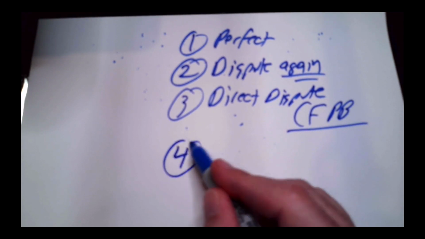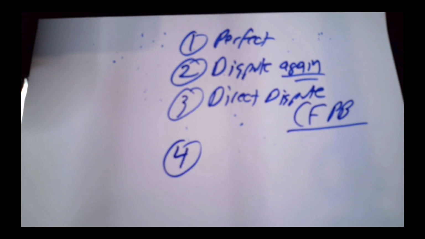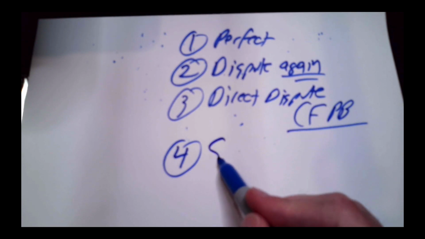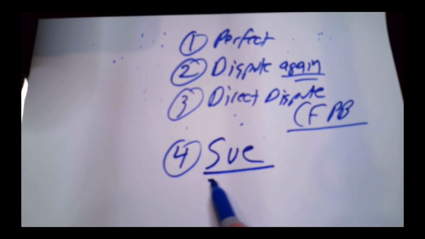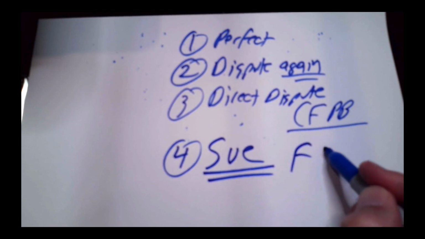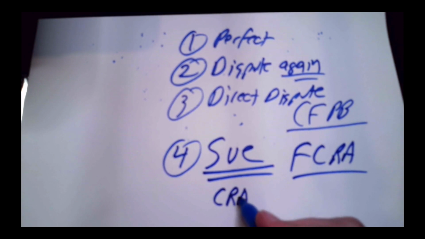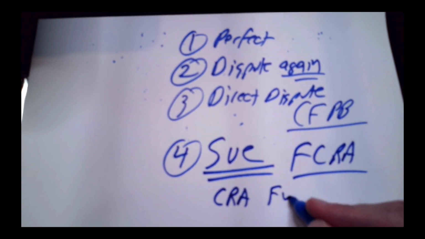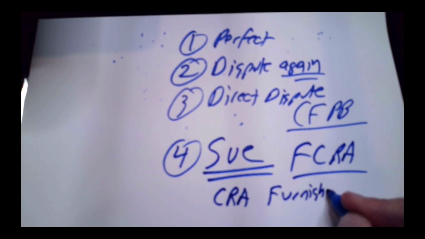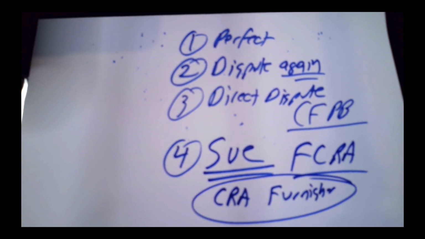Now, the fourth option, besides just doing nothing, which I presume if you're interested in repairing your credit, getting rid of errors, and you spent this long with me watching this video, you're not just going to do nothing, okay? So the fourth option is you sue. Well, what do you sue under? The FCRA, Fair Credit Reporting Act. Well, who do you sue? Well, generally the credit bureau and the furnisher. We sue both of these companies.